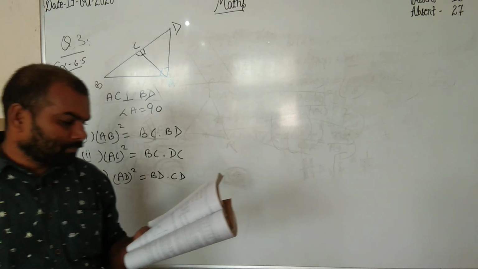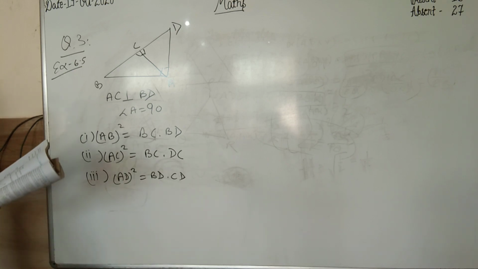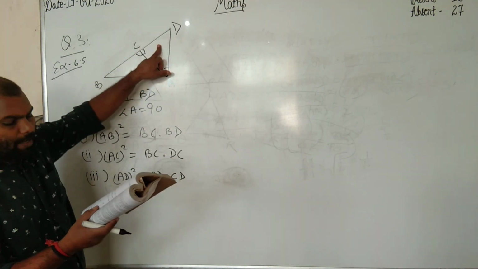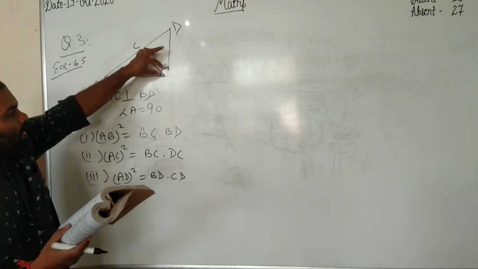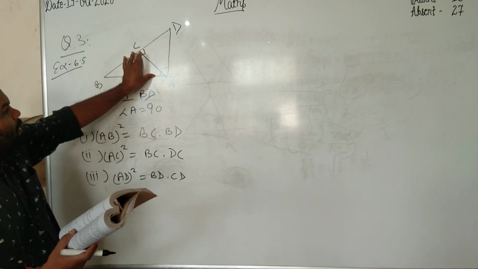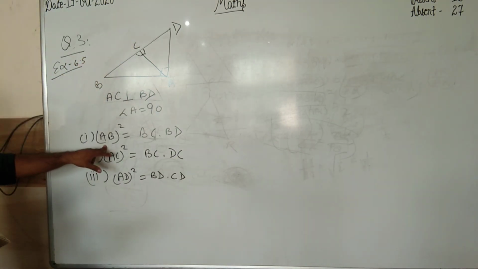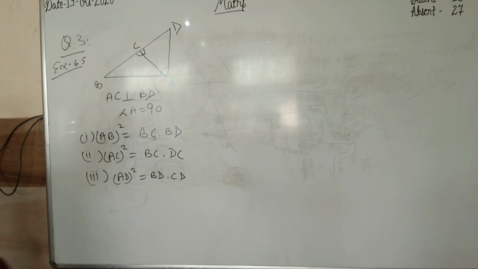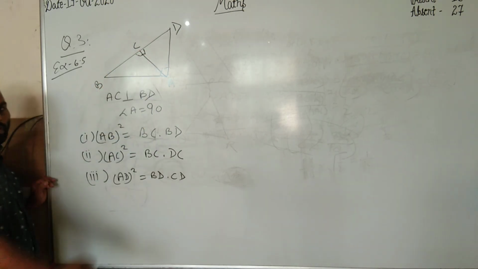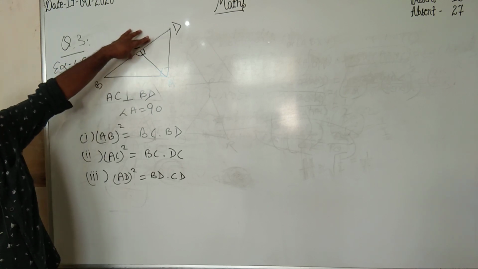Okay, just see third question of exercise 6.5. It is given that ABD is a right triangle at A, and this AC is perpendicular to BD. Clear? Then we have to show that square of AB is equal to BC into BD. Means one side is in a smaller triangle and the other side is in bigger triangle.